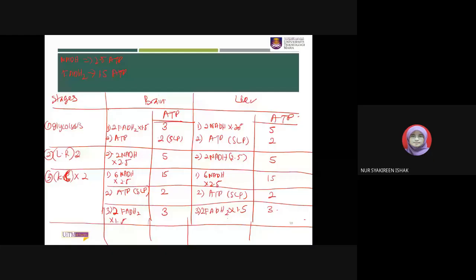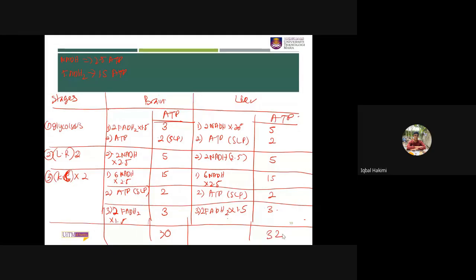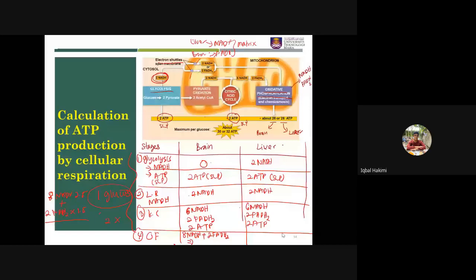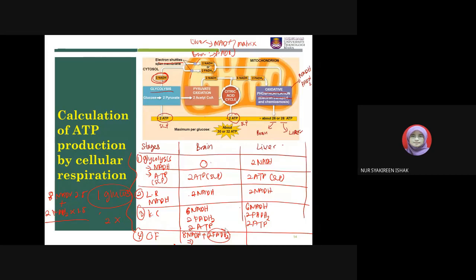Ada yang saya missing lagi tak? So berapa dapat dia? Sepatutnya brain 30, liver 32. 3 campur 2. 30 madam. Tadi apa yang saya salah? Saya pelik. Tadi dekat glycolysis tu madam dekat brain tu madam tak letak tu FADH2. Yang tadinya ni. Yang tu. Oh, saya tak tambah dia. Oh, okey. Tak apalah, ini ignore ya. Ini kita ignore. Yang ni je.